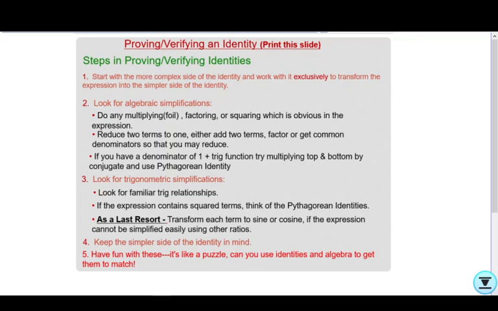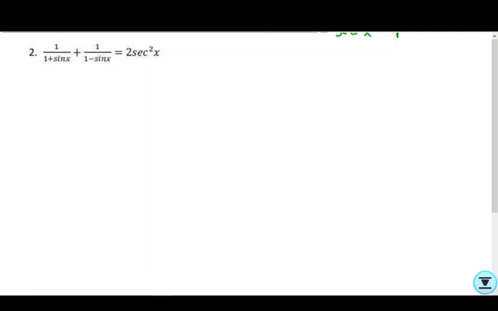And in my problem, I have 2 fractions. Also, this point says if you have denominators of 1 plus a trig function, multiply the top and the bottom by the conjugate and use the Pythagorean identity. So this second problem uses both of those ideas, because not only do I have 2 fractions here and here that I have to get down to 1 term, I also notice that the bottoms are conjugates of each other. So this is telling me exactly where I need to go. So what I'm going to do is get common denominators.